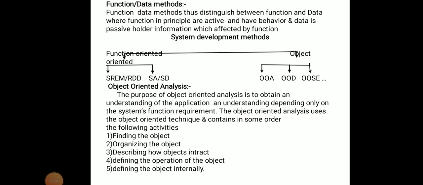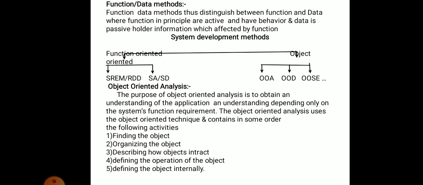Hi learners, in the last video we saw the spiral model and the otter model. Here we will see object oriented analysis. The main purpose of object oriented analysis is to obtain an understanding of the application, depending only on the system function requirements. Object oriented analysis uses the object oriented technique.